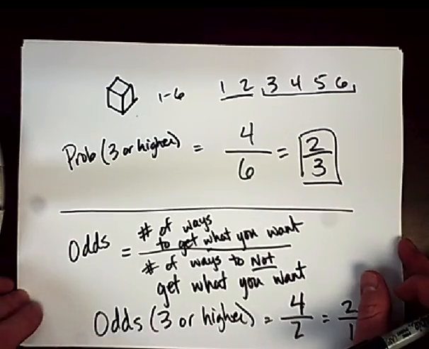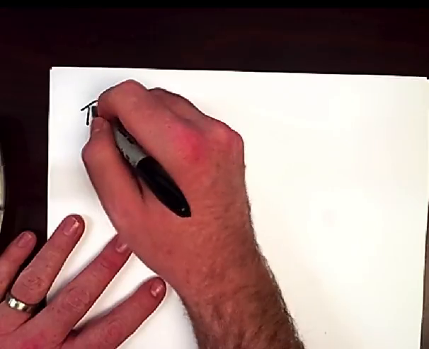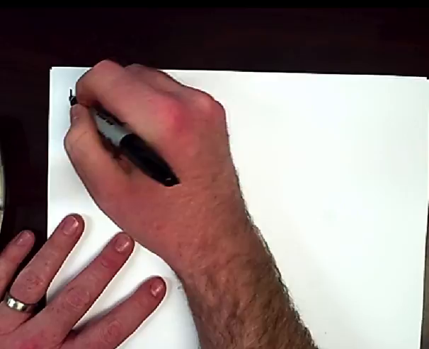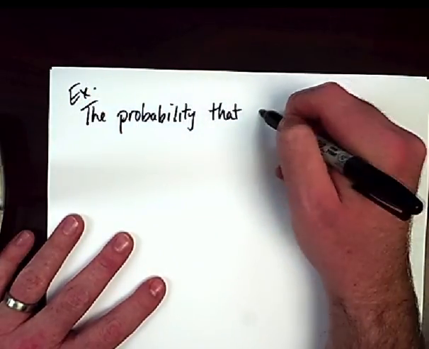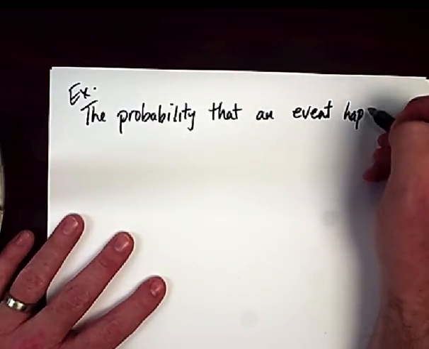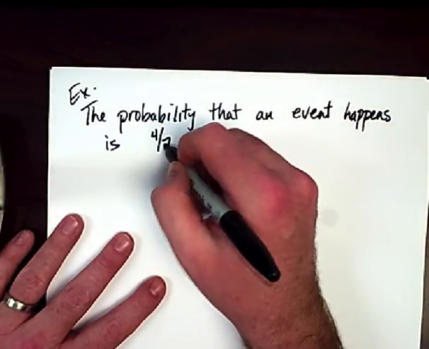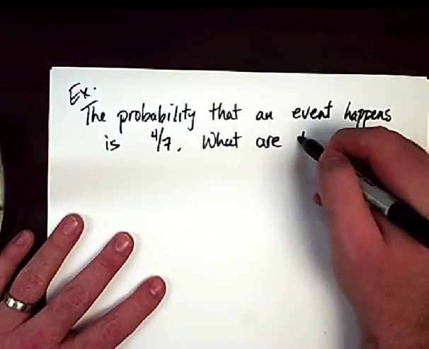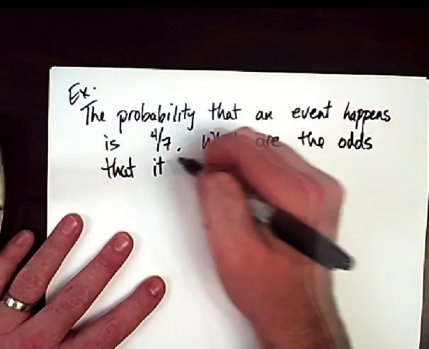Okay? So the last way that works is the probability. This is the last example. I forget what number we're on. The probability that an event happens is 4 out of 7. What are the odds that it happens?